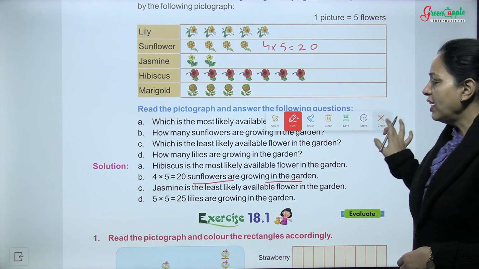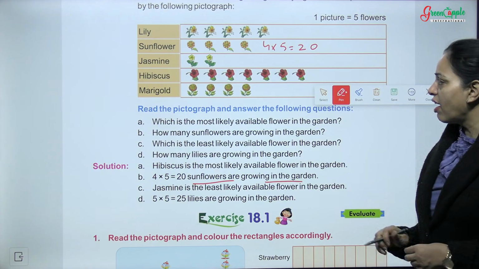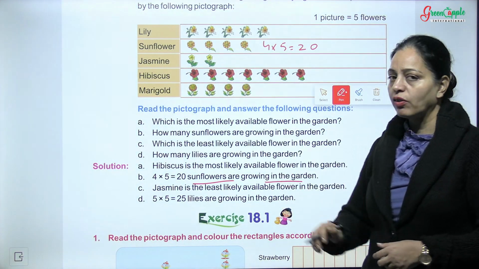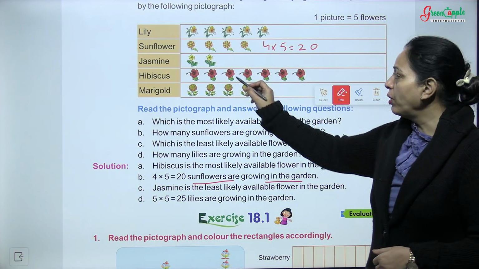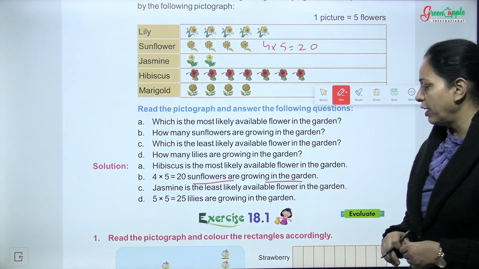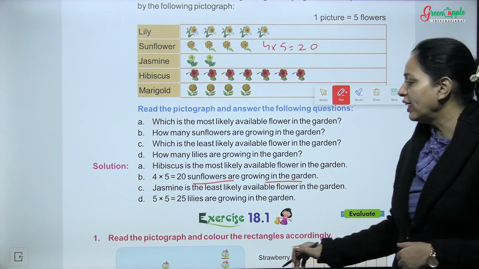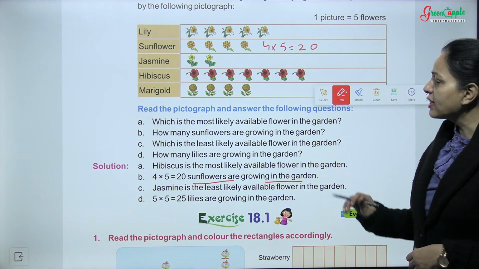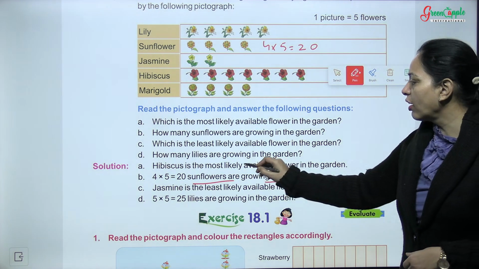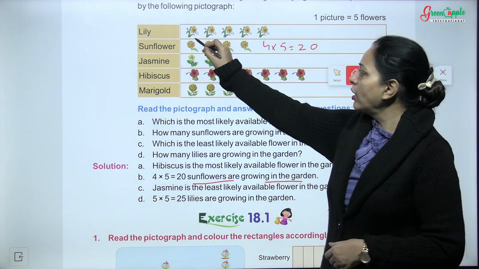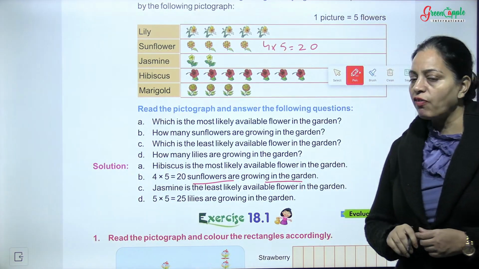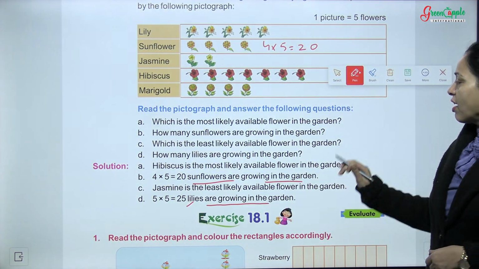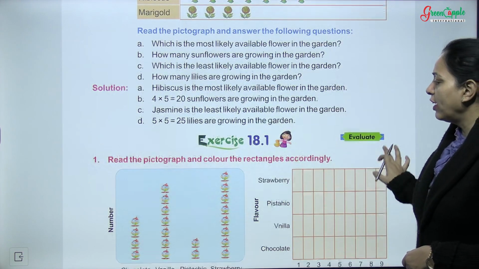C part, which is the least likely available flower in the garden, सबसे कम, that is jasmine. This is how many? 2 into 5, 10. But they are not asking the number, just write jasmine is the least likely available. Now the next, how many lilies are growing in the garden? So 1, 2, 3, 4, 5 pictures. 5 into 5, 25 lilies are growing in the garden. So very interesting and very easy.